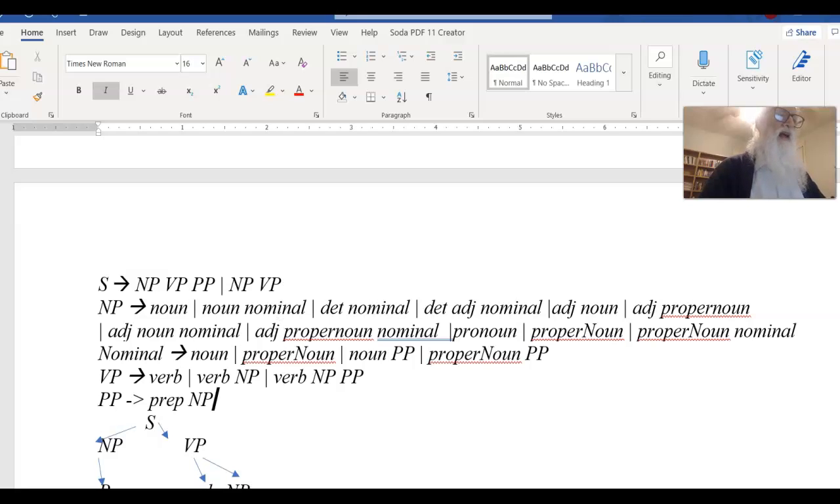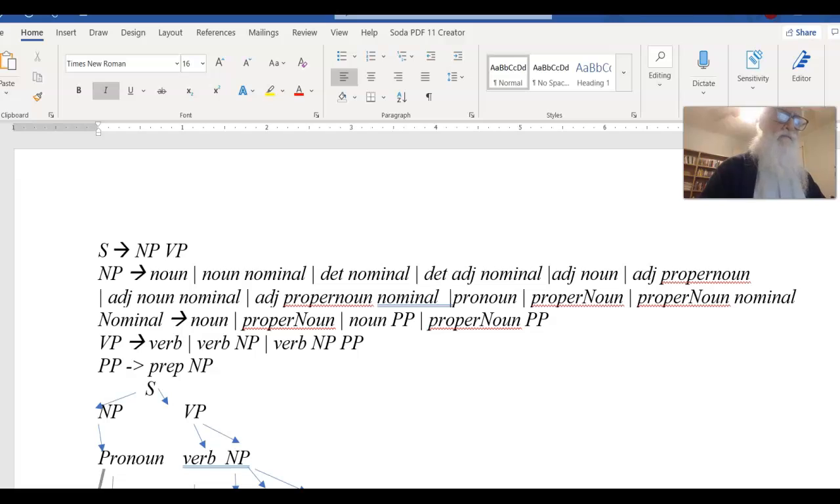Now, I'm going to give you a sentence. I'm going to show you how we will guarantee that it is part of what we have. I'm going to get rid of this for now. We'll see. I'm going to say that S goes to NP and VP. That's what I have here.